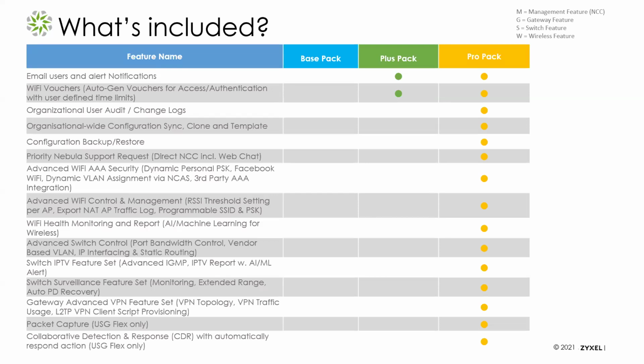Access to advanced Wi-Fi controls, including artificial intelligence and the ability for us to automatically change settings based on user feedback, is part of Pro Pack. We have something similar to that for the switches, for those of you doing IPTV streaming, so that's part of Pro Pack. And the ability to do packet captures through a USG Flex through the cloud is something that requires Pro Pack.